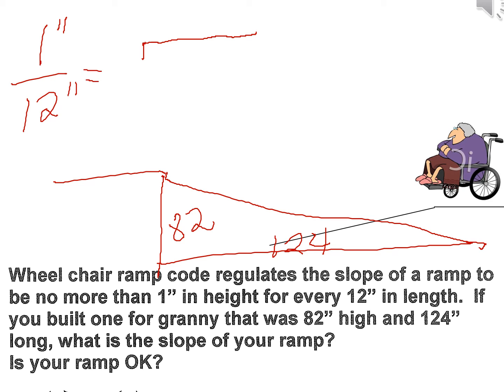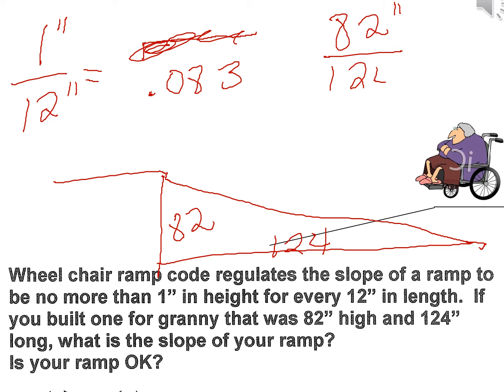Now, to change this over so we don't have to fill with fractions, let's divide it and make it into a decimal. So, 1 divided by 12 is 0.083 repeating, okay? So we don't want it any higher than that, because higher than that, it'll be too fast. So we have a rise of 82 inches, and we have a run of 124 inches.